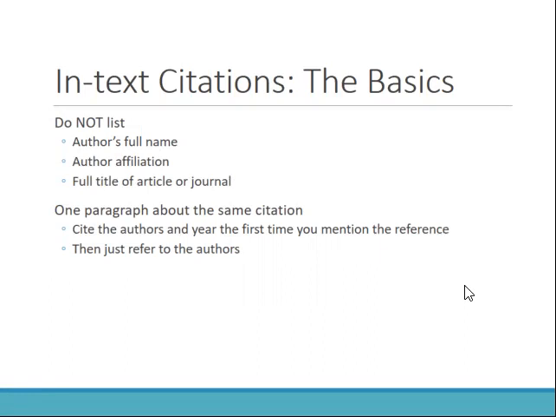One exception or thing to think about is if you have an entire paragraph that is all about the same citation, you can cite the authors and the year the first time you mention the reference, and make it clear throughout the paragraph that you are still referring to the same article. So you could say things like, this article also found that, or in addition, they found, to make it clear that you're all talking about the same article, and that way you don't have to cite it every single sentence. But if you're referring to more than one article within a paragraph, you need to be citing each time.